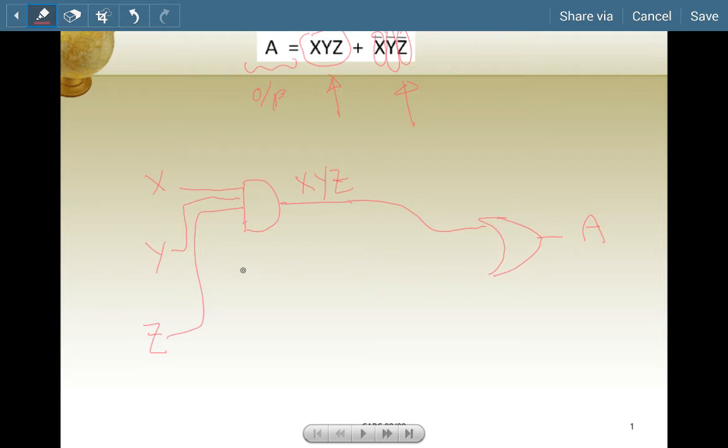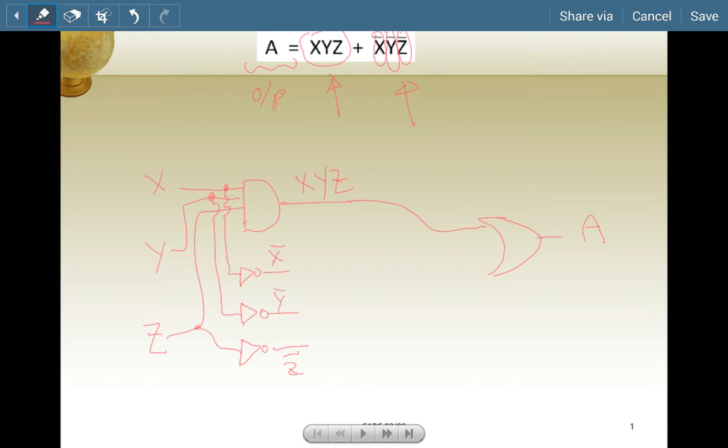From X, how do you derive an X bar? Simple. You use an inverter. So you tap from your X, going through an inverter, that becomes your X bar. Likewise, how do you derive a Y bar? You need an inverter, and you tap from your Y. This is my Y. Go through that. That is my Y bar. And then you've got a Z. You need an inverter to transform your Z to Z bar. So this is my Z bar. Let me clean it up. That is my Z bar. That is my Y bar.